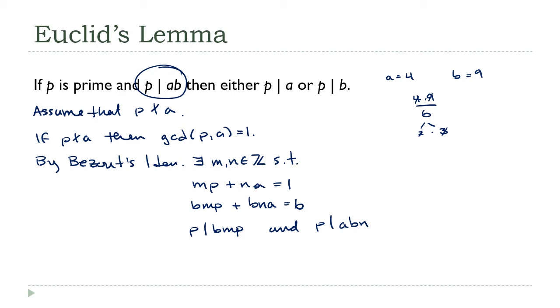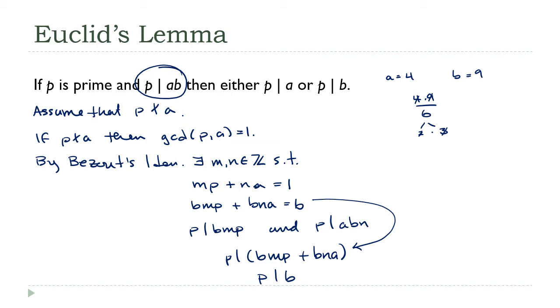All right, so what does this tell me then? This tells me that P divides the sum, P divides BMP plus BNA. But now we're just going to substitute B in there. Therefore, P divides B, and that's what I needed to show. All right, so now that finishes the proof, right?